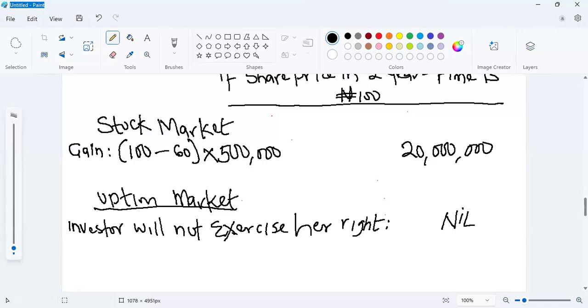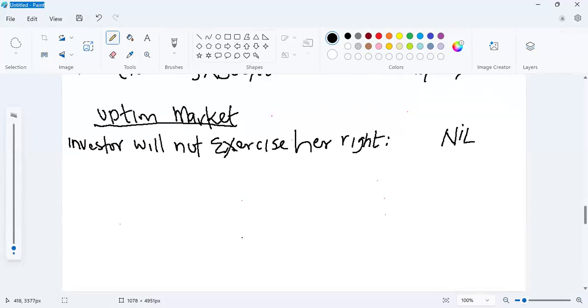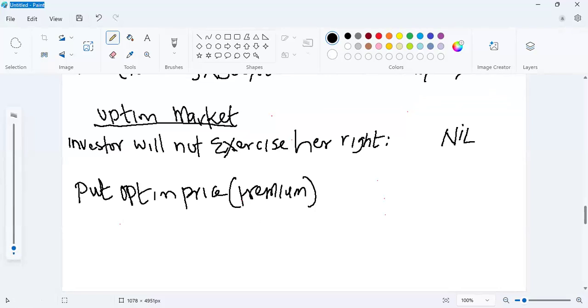But whether the investor exercises his right or not, the premium must be paid. Now come here. Put option price or premium, that is 855,000.